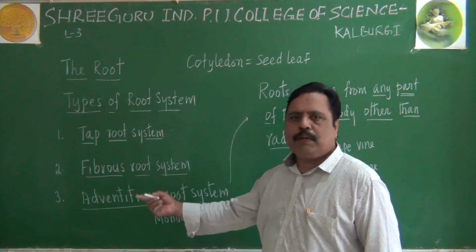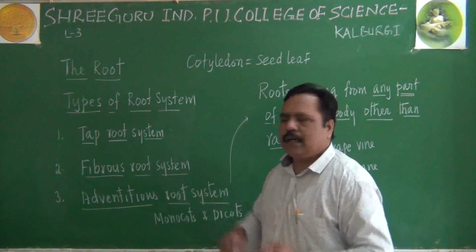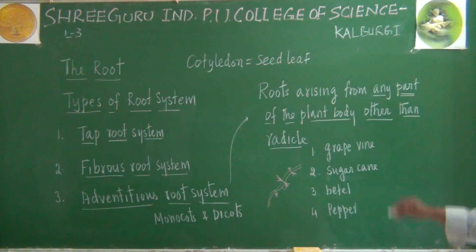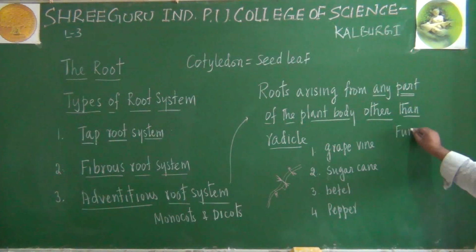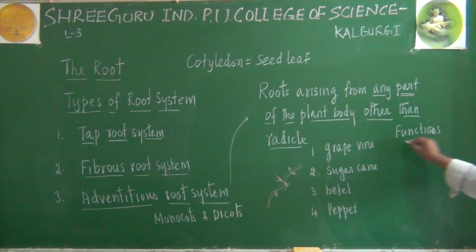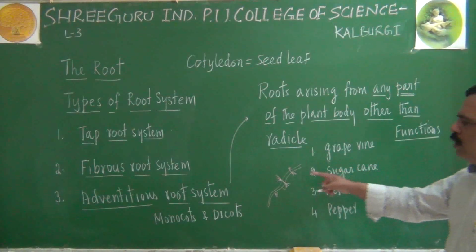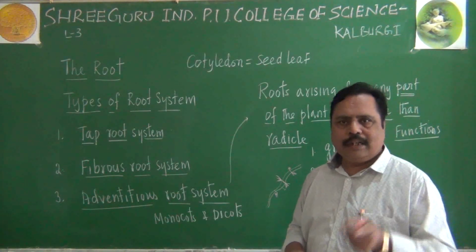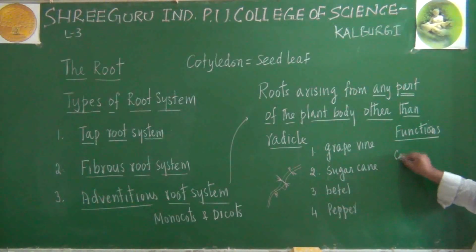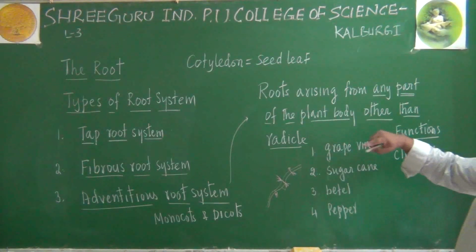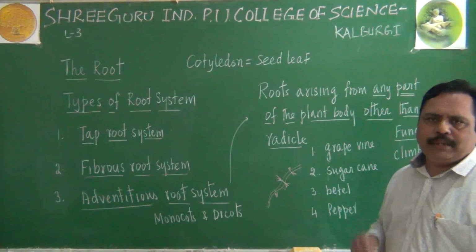In any other part, if root arises, it will be called adventitious roots. So what is the purpose of adventitious root? Functions of adventitious root means, why must they produce the adventitious root? They do not help mainly for fixation and other things, but they will be helping for climbing of the plant over the support, we can say, climbing.